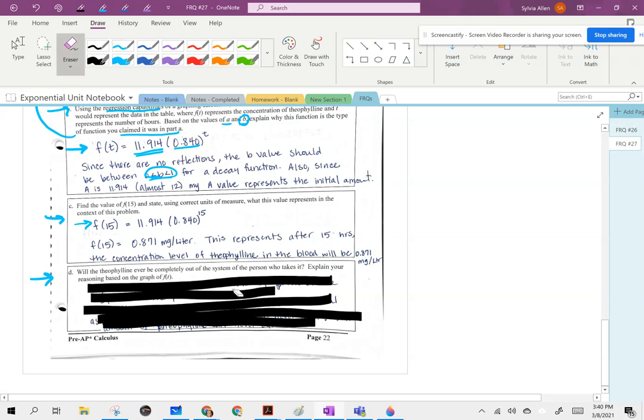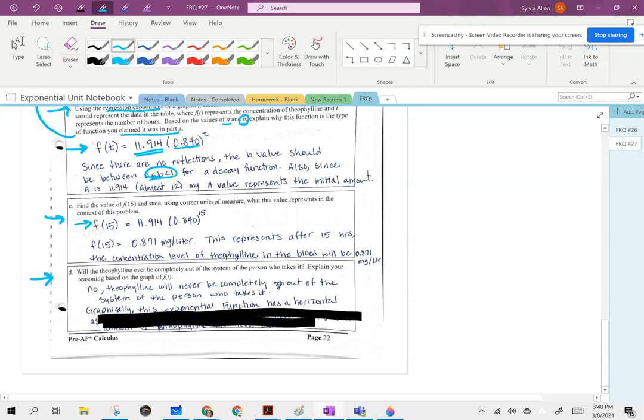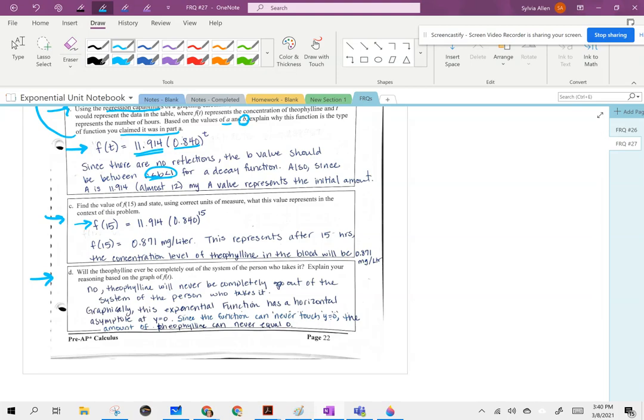And explain your reasoning. So no, it's never going to be completely out of the system of the person who takes it. We've talked about this before, that graphically this exponential function has a horizontal asymptote of y equals 0. And since the function can never touch y equals 0, the amount of theophylline can never equal 0.